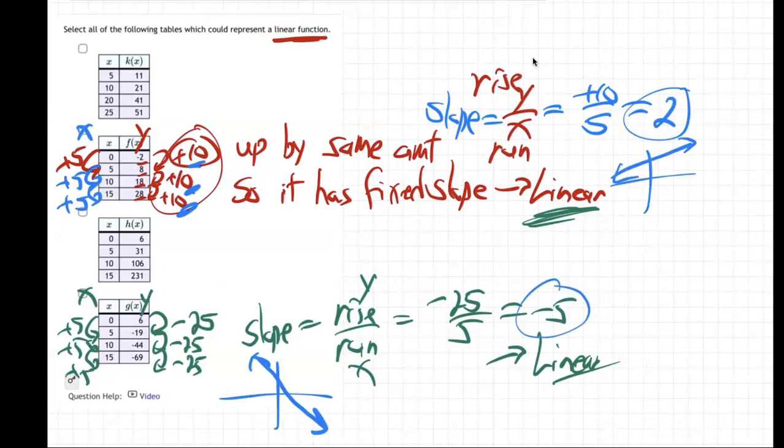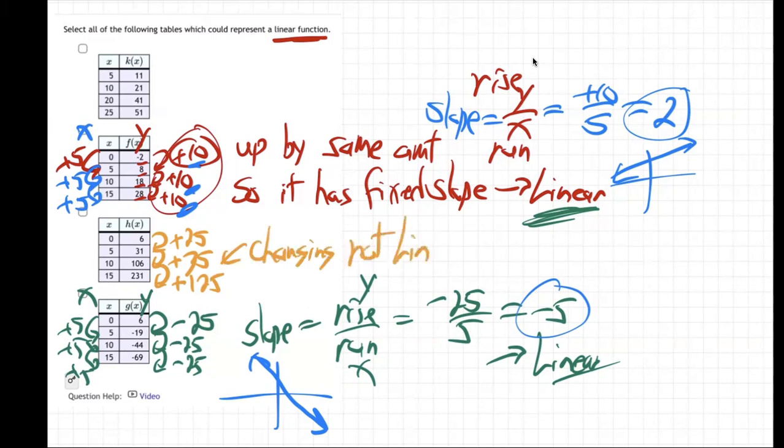Now, this one right here is not. See how this goes up by what, 25, and then the next one goes up by, I don't know, 75, and then even more. It's changing, right? This one goes up by, I don't know, 125. So it's changing. So it's not linear. So that one is not linear.